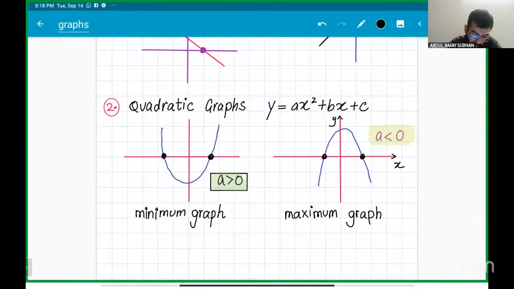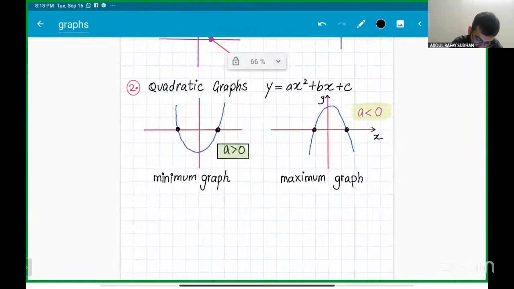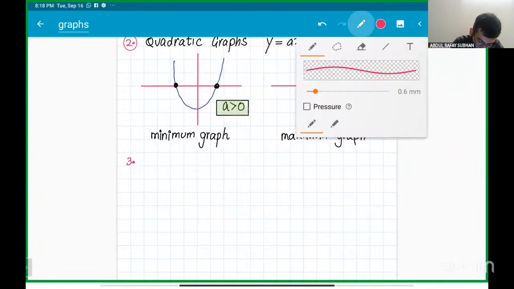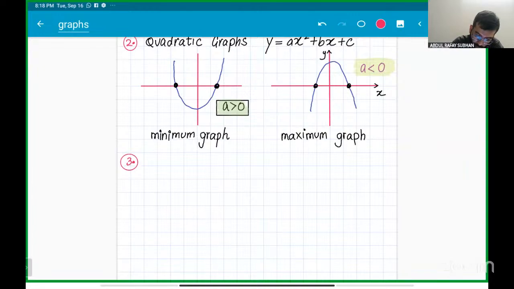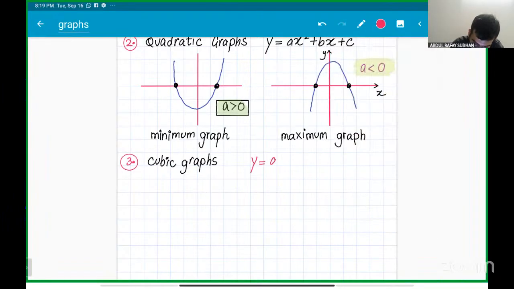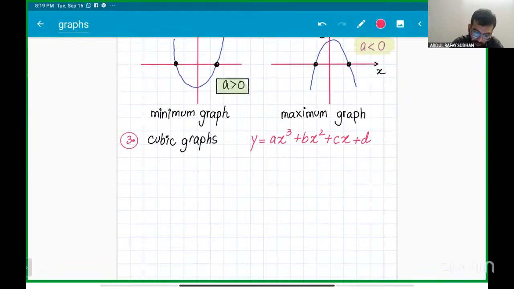So what we need to understand next is the cubic graph. So let's talk about cubic graphs as well. How does a cubic graph look? As the word suggests, a cubic graph will have three solutions. A cubic graph looks like y = ax³ + bx² + cx + d. Because the highest power is cube, a cubic graph will have three solutions.